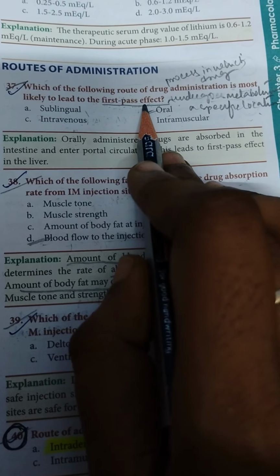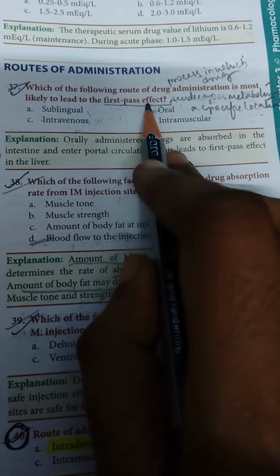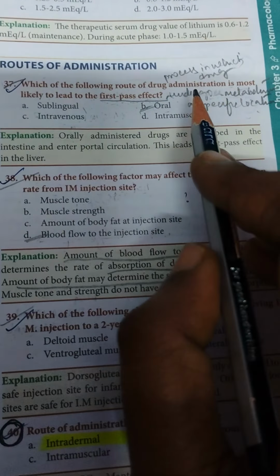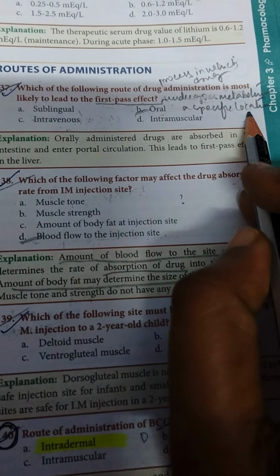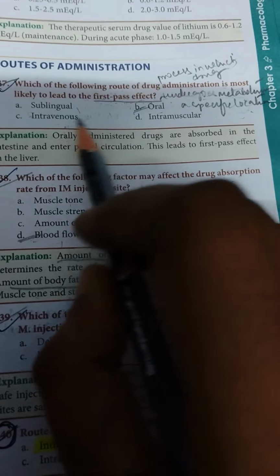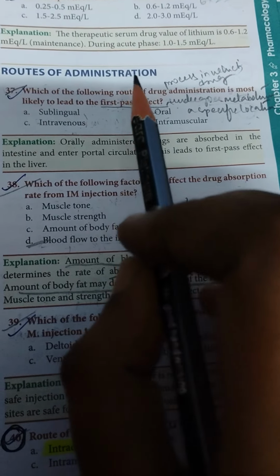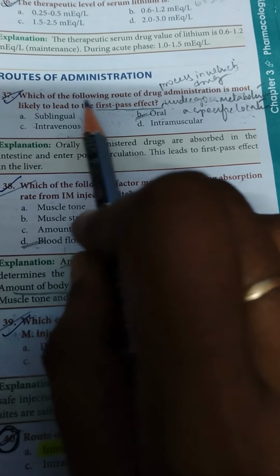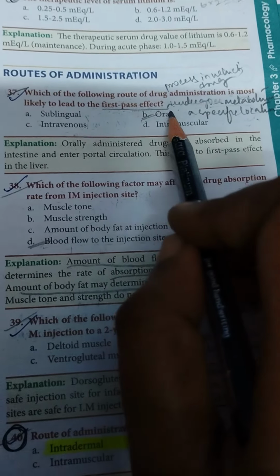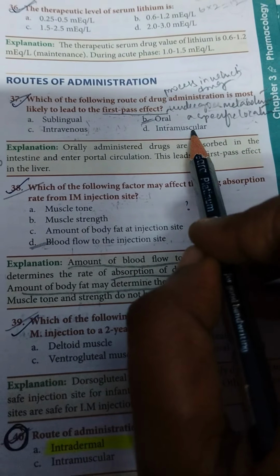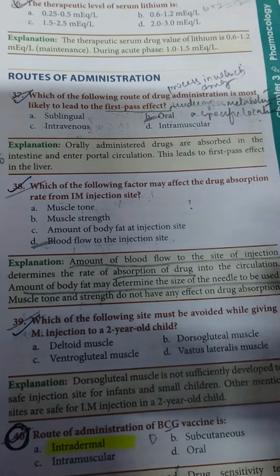What is first pass effect? The first pass effect is a process in which a drug undergoes metabolism at a specific location after administration. So among all these routes, which route has the most first pass effect? Sublingual, oral, intravenous, intramuscular. The answer is option B, oral.